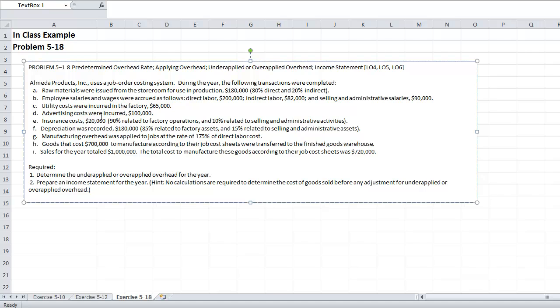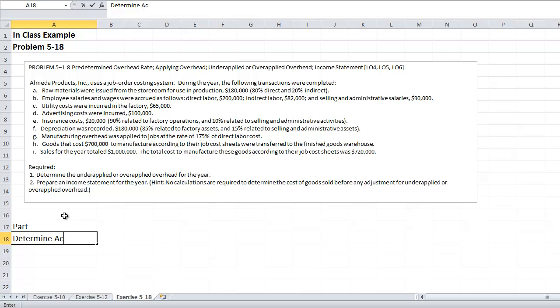Manufacturing overhead was applied to jobs at a rate of 175% of direct labor costs. Goods that cost $700,000 to manufacture, according to their job cost sheets, were transferred to the finished goods warehouse. The sales for the year totaled $1 million. The total cost to manufacture these goods, according to their job cost sheet, was $720,000. Required: determine the under or over applied overhead for the year. Prepare an income statement. No calculations are required to determine cost of goods sold before any adjustment of under or over applied overhead. Okay, so part 1.